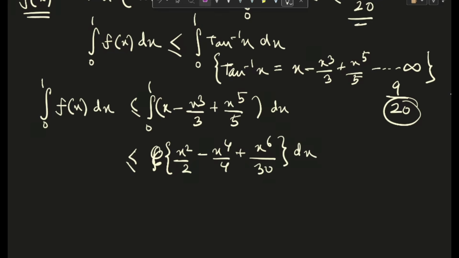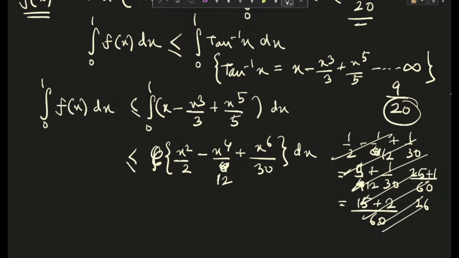Okay guys, I actually made a mistake. This thing is x power 4 by 12. You can ignore this part, I was just doing some rough work. So basically what we can calculate is, this is less than or equal to, I actually calculated that roughly here: half minus 1 by 12 plus 1 by 30.